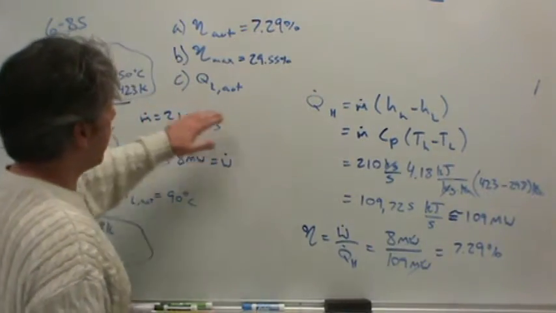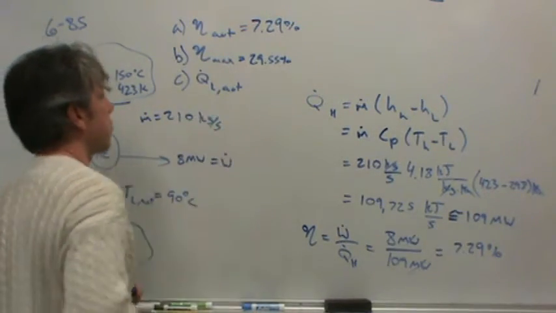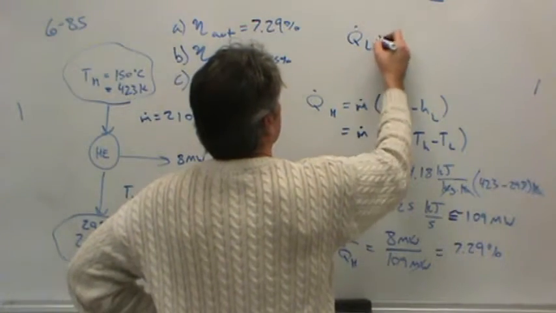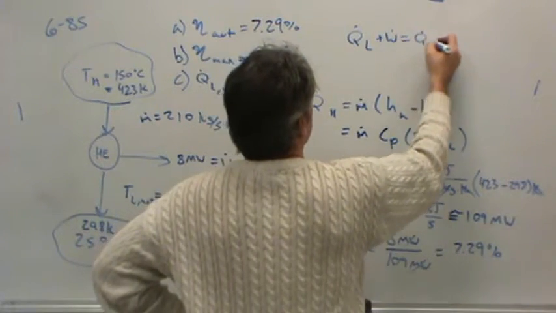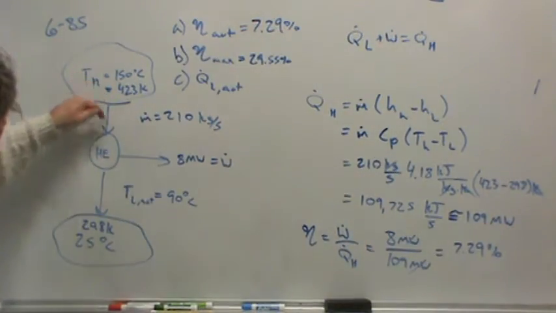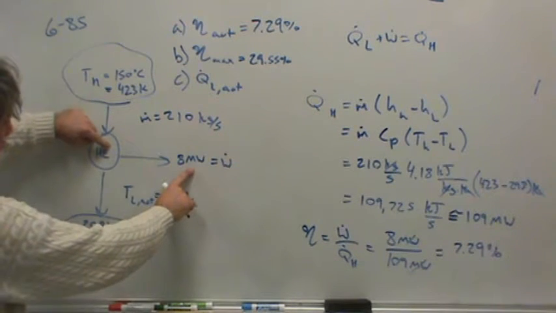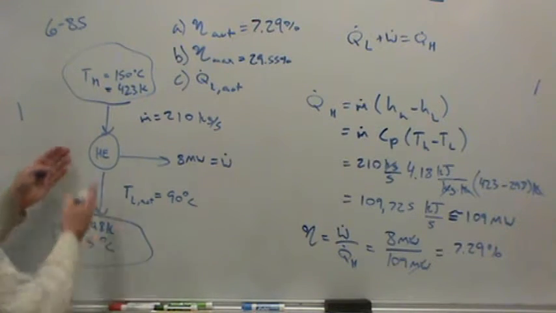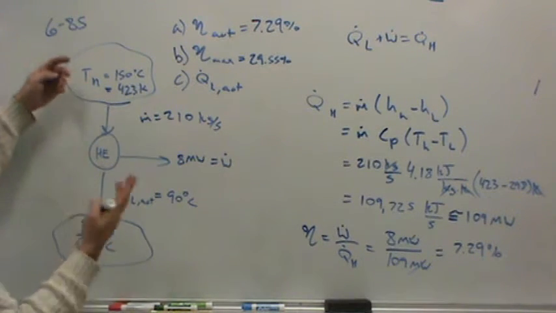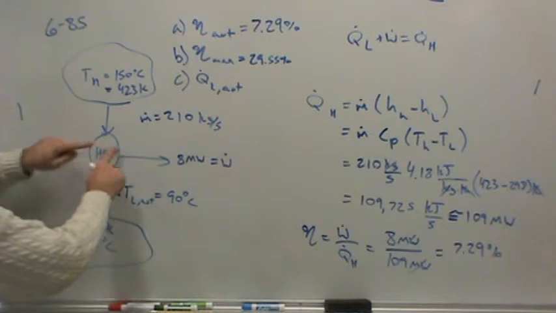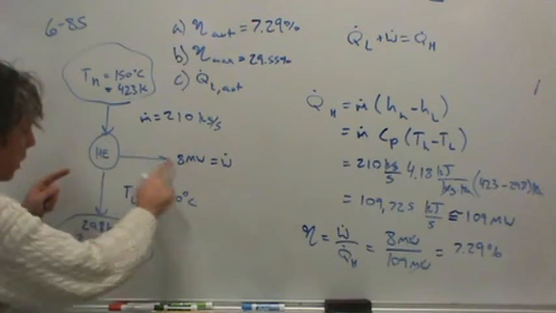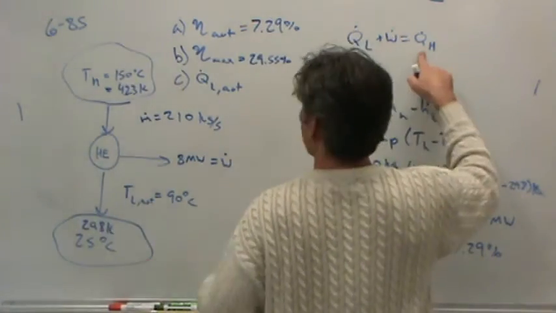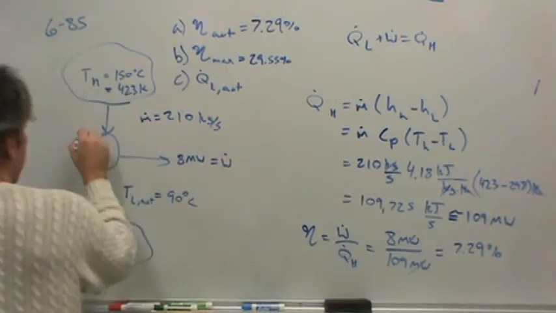How about the actual heat rejection rate? Well, they were actually asking for the rate, and I forgot the dot. Well, that's just going to be the difference, right? Q dot L plus W dot is equal to Q dot H. In other words, whatever thermal energy flows into the heat engine and does not leave as work or as thermal energy can't exist, right? I mean, it doesn't make any sense. It has to go one of these ways. So I guess I should say it this way. Thermal energy that comes in and does not leave as work must leave as heat.